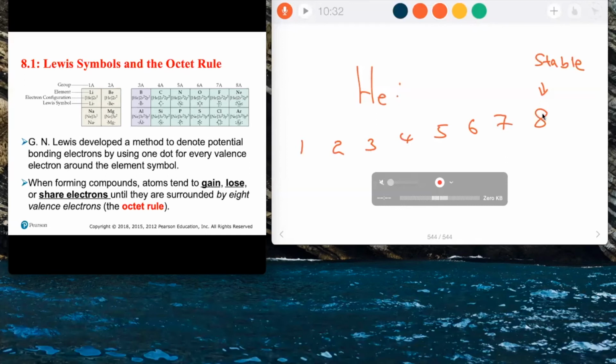It will rather gain 1 electron to reach an octet. Therefore, losing is for metals, and the number of electrons lost corresponds to the group number. The number of electrons gained will depend on what is needed to fulfill the octet rule.